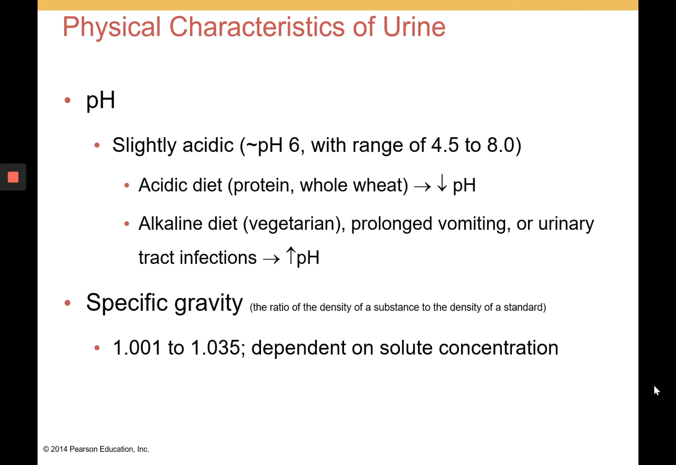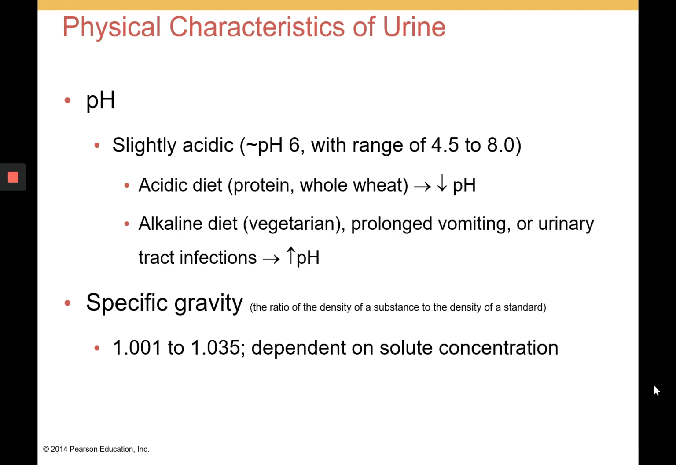The pH should be slightly acidic, but it actually can range from 4.5 to 8. But in general, the average is slightly acidic at a pH of about 6. Now, if you eat a primarily acidic diet or alkaline diet, that can change or modify the pH. But again, your kidneys are mainly going to be regulating your pH, so unless you're constantly eating protein or whole wheat, we're not going to see a major change regardless.